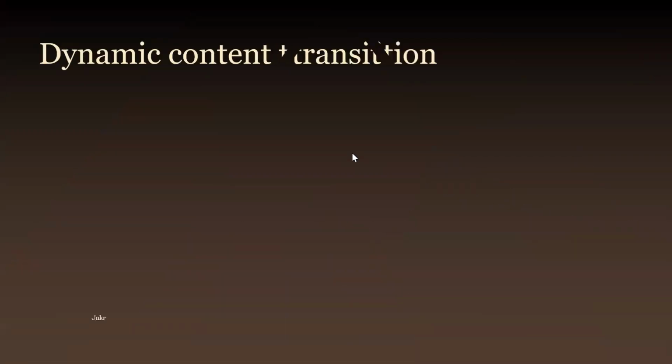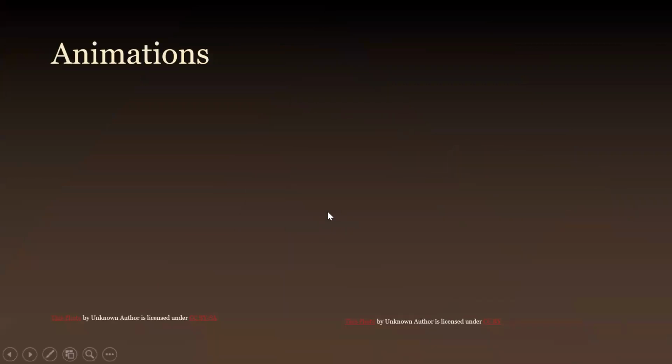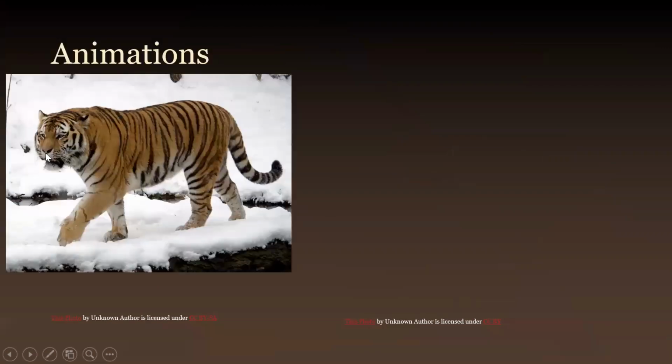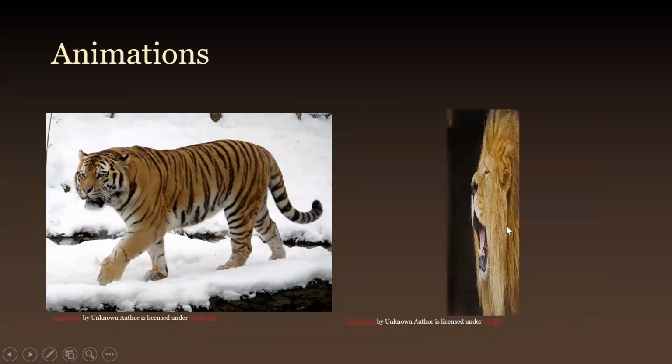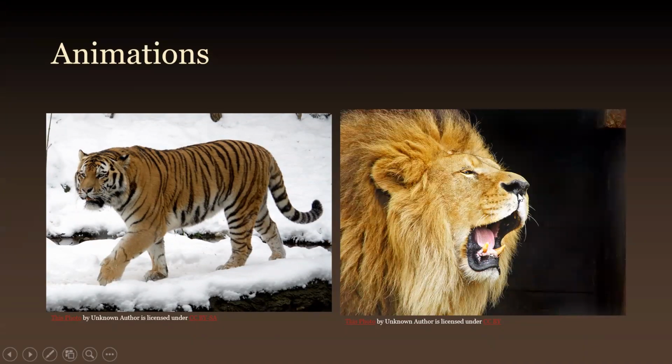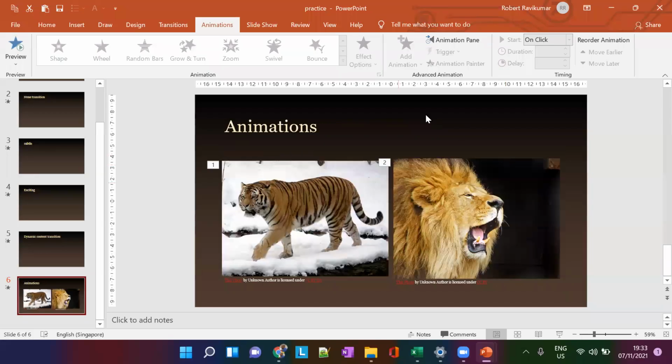So now if I go to the slide, there are no pictures yet added here. So what I'm going to do is click the mouse here. So the tiger comes bouncing in, and when I click again, the lion is added to the slide with this swirl effect. Okay, so this is how animations work.